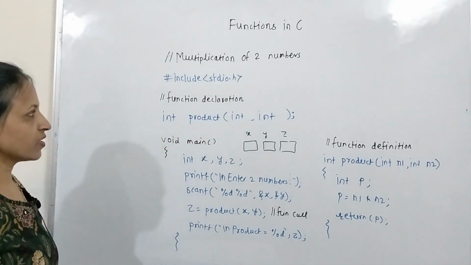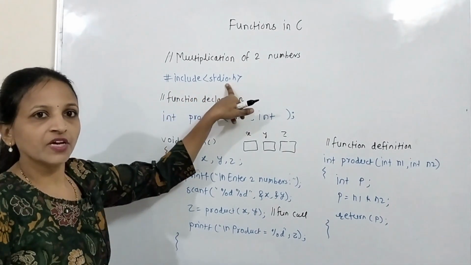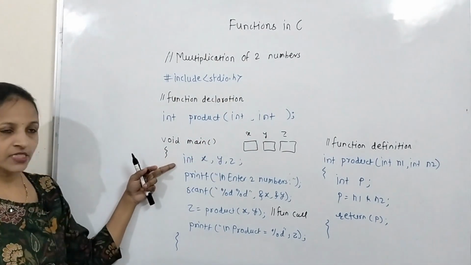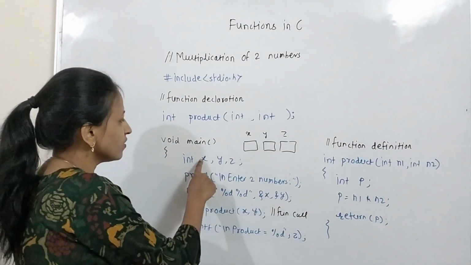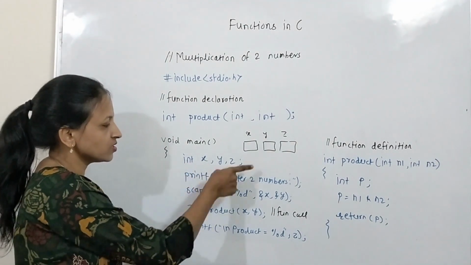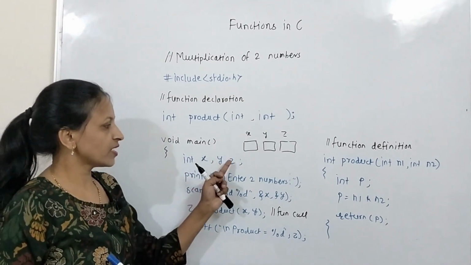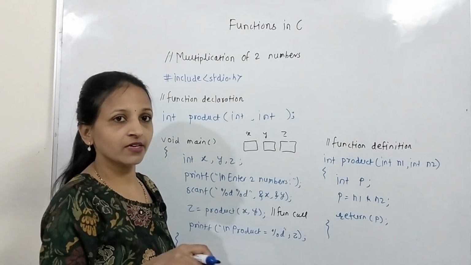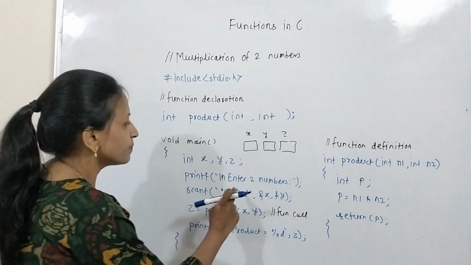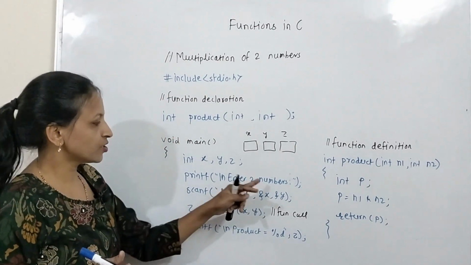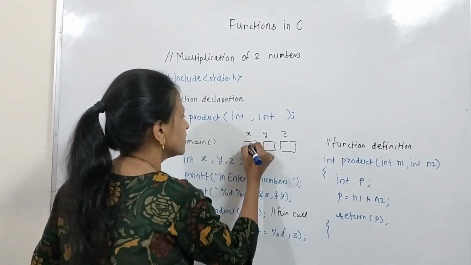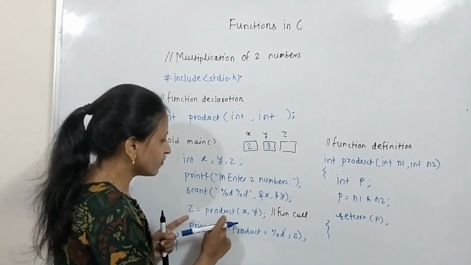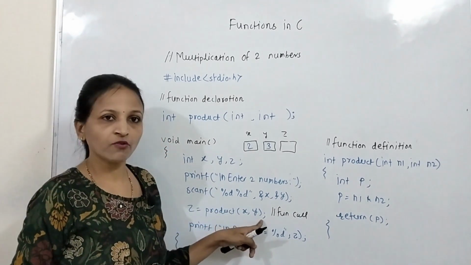Now see how it will work. Here, first stdio.h is included, then we have written the function declaration. Execution always starts here in main and ends here. See, whenever this statement int x, y, z gets executed, 2 bytes for each of x, y, z will get reserved. Then this message will get displayed on the output screen, like enter two numbers. Suppose the user is entering 2 and 3. These will get copied inside x and y. Now here we are calling the function, product x, y.